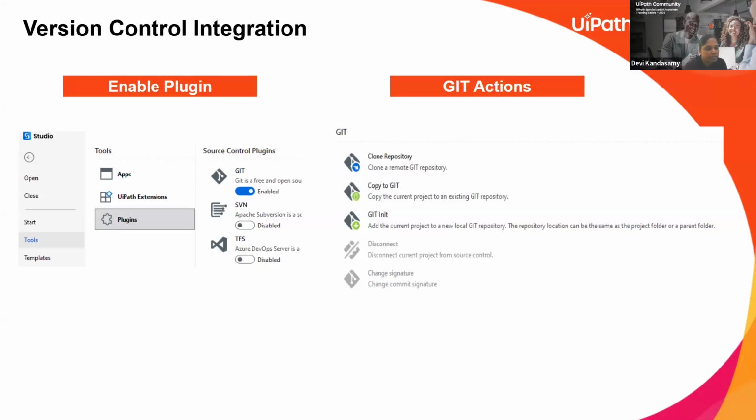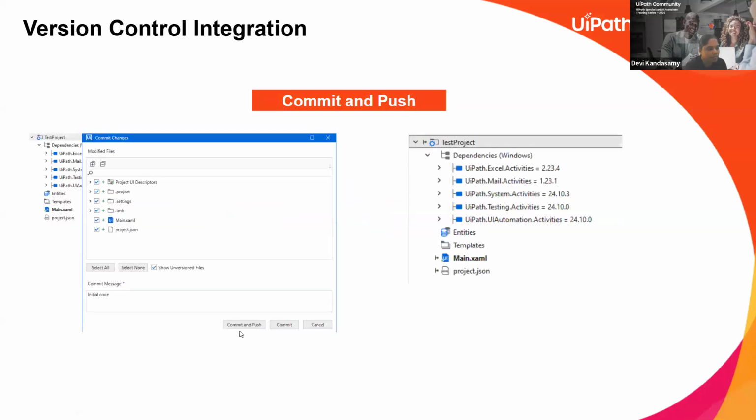And it will then have options whether to commit and push or to commit. You can also provide a commit message. As you see here, I'm just providing the commit message as initial code. And towards the left side, you see the project is not having any Git integration yet. And on clicking commit and push, you are pushing the repository to your remote.